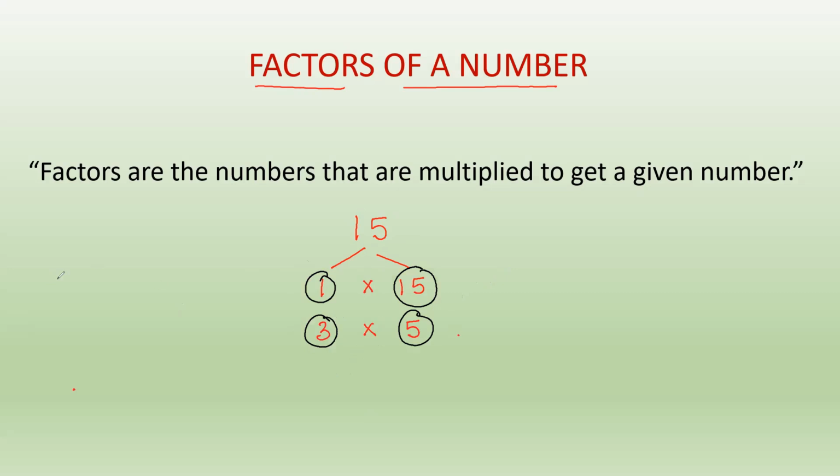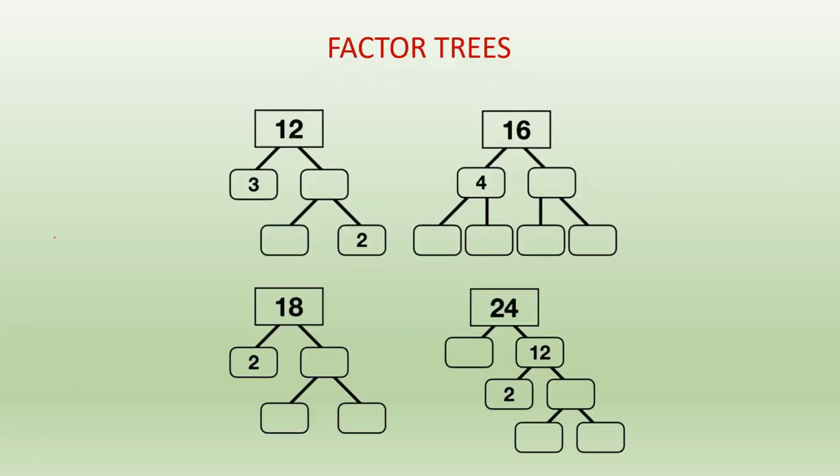Now, let us understand this particular concept with more examples. Over here, I have taken a few numbers and let us find their factors. So, when we take 12, 12 can be found by 3 times 4 and 4 is 2 times 2. Hence, the factors of 12 are 1, we have to take number 1, and 3, 4, 2, and 12.